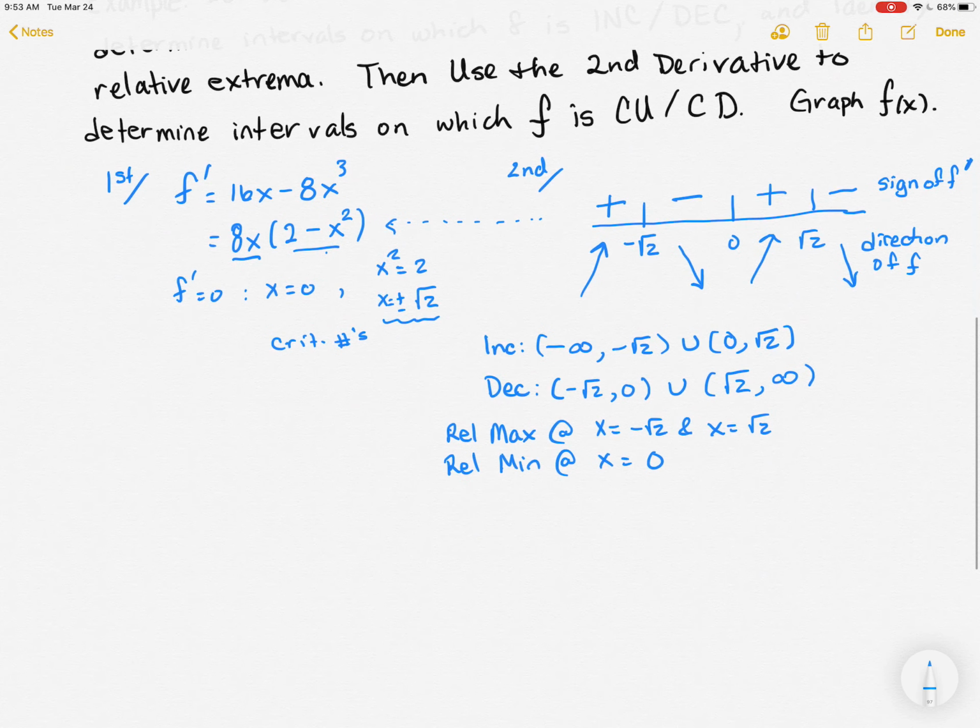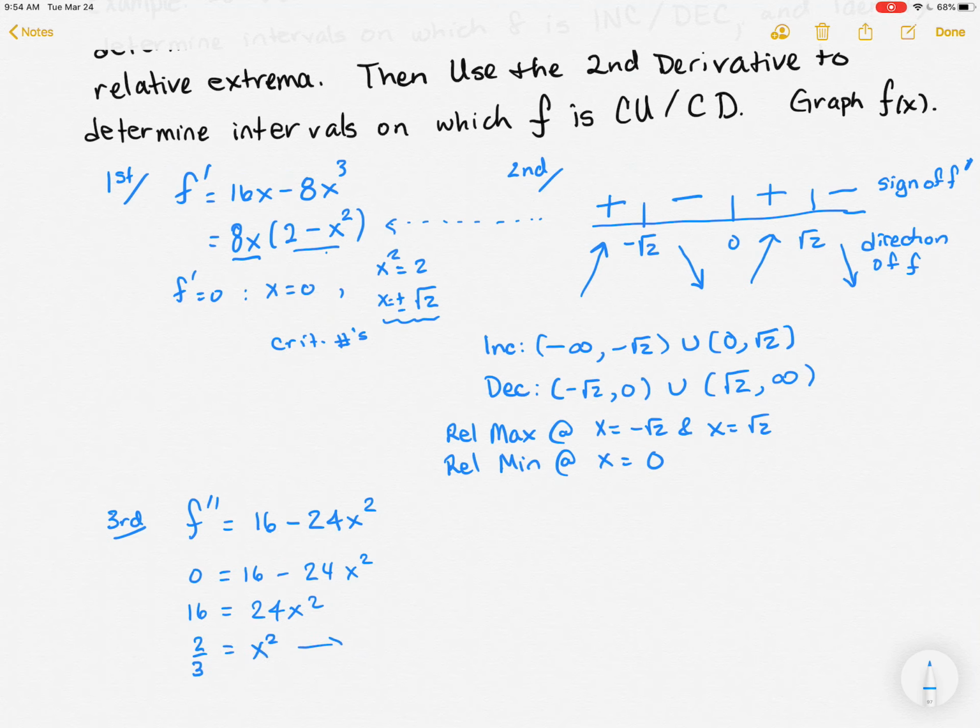Now let's take the second derivative. So we're on our third step. F double prime is going to be 16 minus 24x squared. We're going to set that equal to 0. So I'll have 16 is equal to 24x squared. 16 divided by 24, is that 2/3? And so take 2 square roots here. X is plus and minus the square root of 2/3. Those are our 2 inflection points.